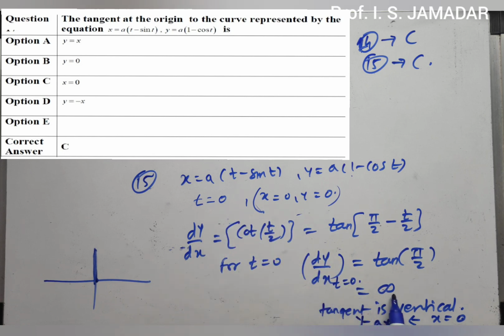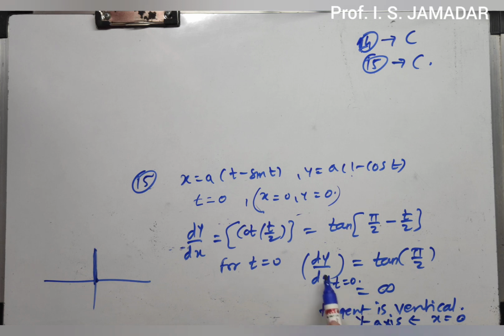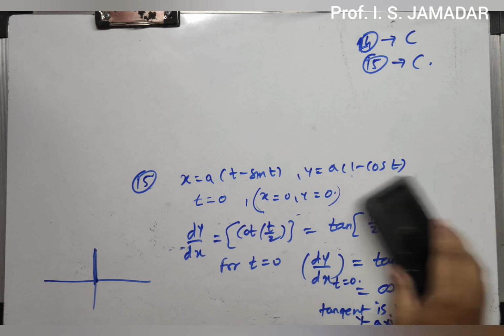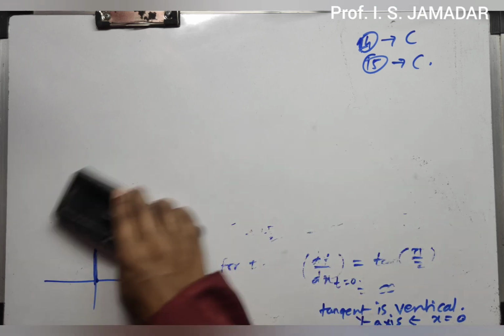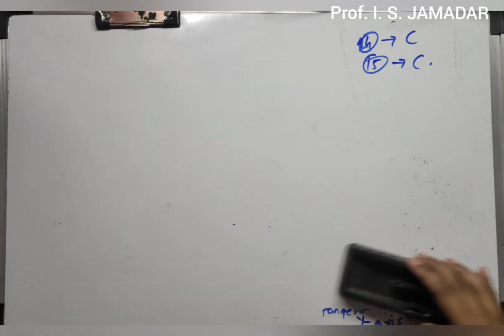If this dy by dx is infinity, tangent is vertical. If this dy by dx is 0, tangent is horizontal. If this dy by dx is some other value other than infinity and 0, you have to take tan inverse of that value to get the angle made by the tangent. But in MCQ we have only two options, either dy by dx will be infinity or dy by dx will be 0. Tangent will be horizontal or tangent will be vertical. So this is for question number 50. These are all different questions where they are asking the tangents at origin. Okay.